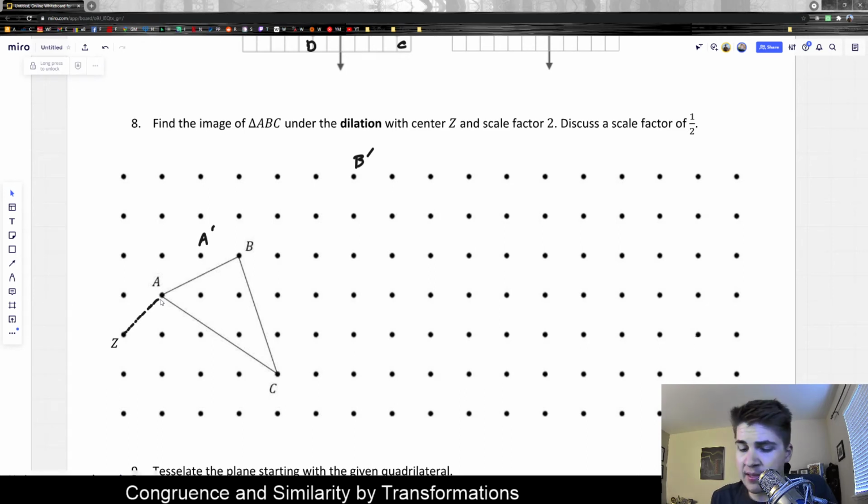Anyways, and then with point C, thinking about how far it is from Z to C, and then doubling that length. Well, here we have 1 down and 1, 2, 3, 4 to the right. So I would just duplicate that again: 1 down, 1, 2, 3, 4 to the right. So that gives me C apostrophe.